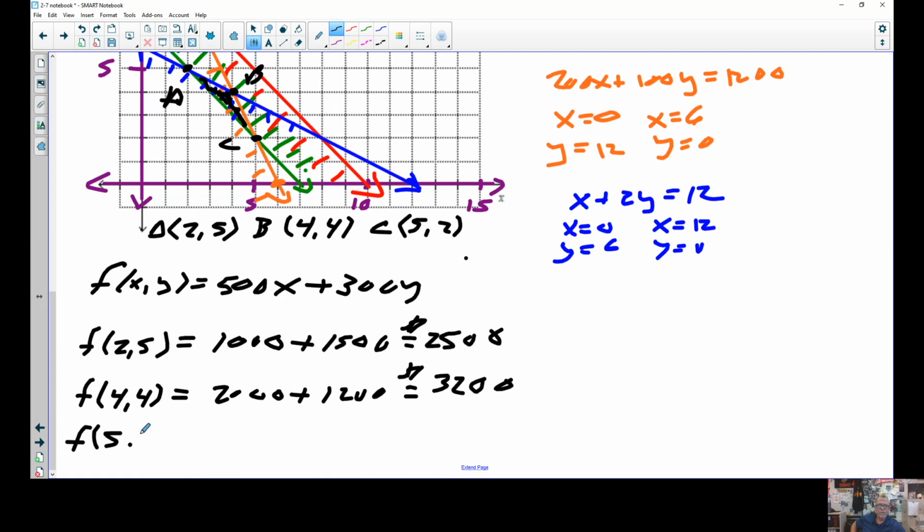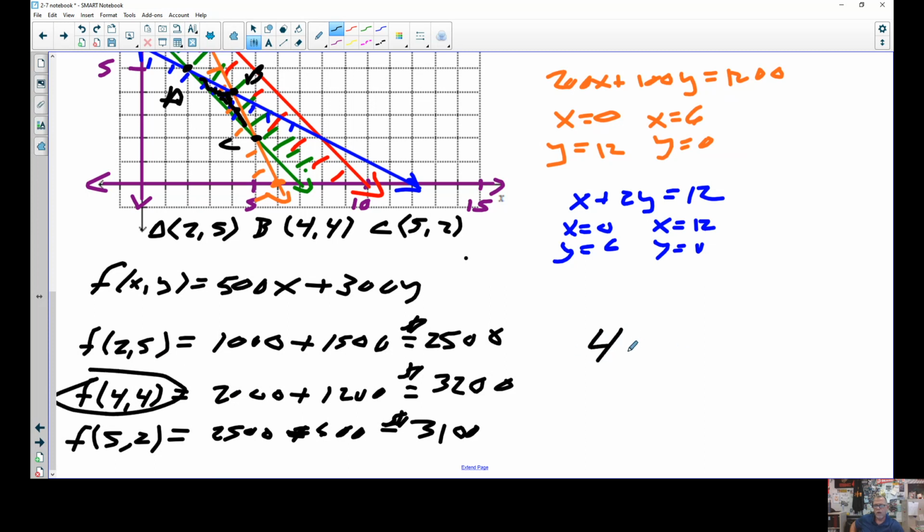And f of 5, 2. F of 5, 2 would be 5 times 500 is 2,500. And 2 times 300 is 600. So that would be, it's supposed to be plus, sorry. What is that, 3,100. So it looks like this would be where our maximum occurs, which means we would do 4 acres, and you got to write out this solution, 4 acres of wheat and 4 acres of rye.